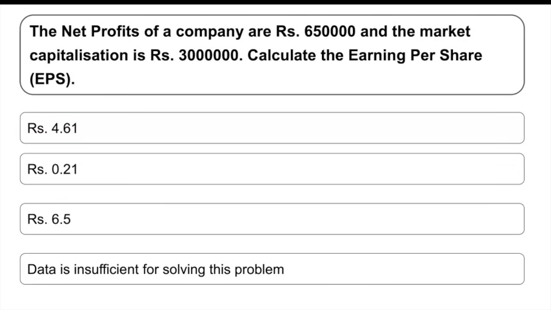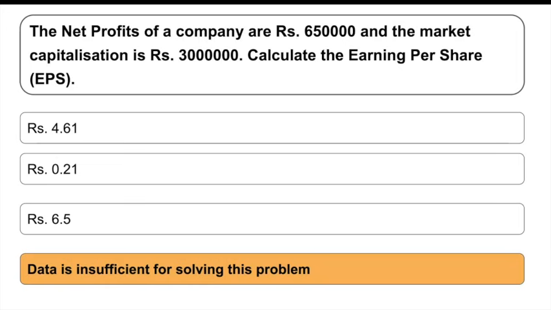The net profit of a company is 6,50,000 and the market capitalization is 300 lakhs. Calculate the earnings per share. So friends, to calculate earnings per share, you would need two pieces of information. First, the earnings that you already have, and second, the number of shares. Since you don't have the number of shares, you would say that the data is insufficient for solving this problem.